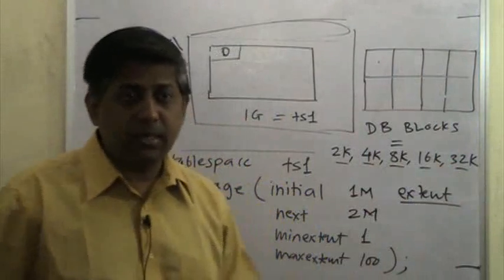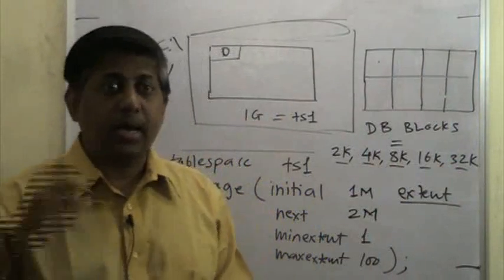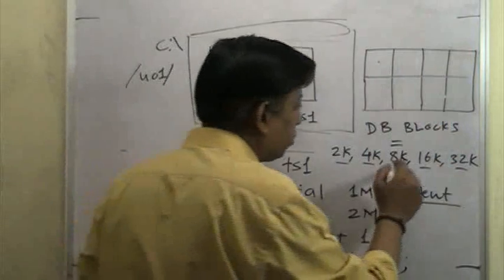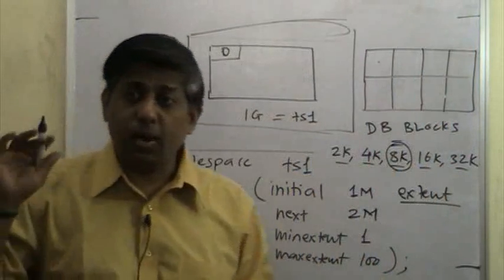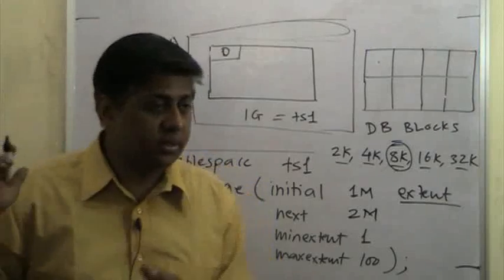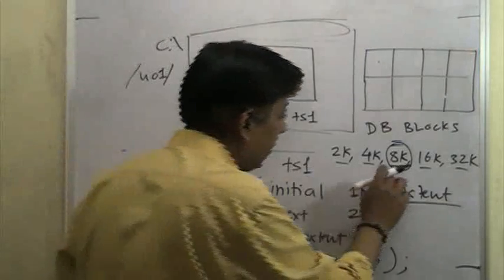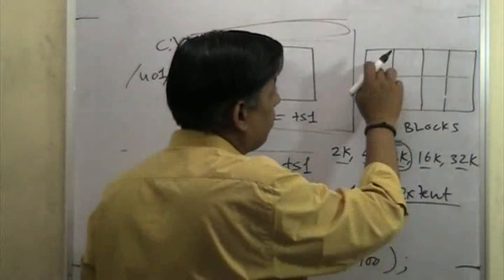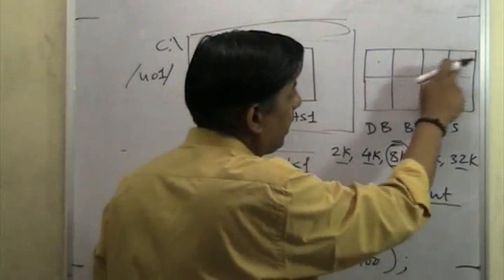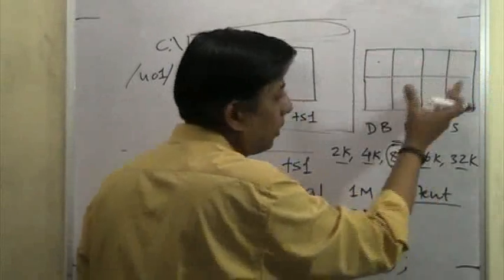So let us say when the database was created, that DBA decided that his block size should be 8K. How to define all that stuff we'll see later. But he has decided the block size is 8 kilobytes. So this will be 8 kilobytes, this will be 8 kilobytes, 8, 8, 8, 8, 8, 8, and all together would be an extent.